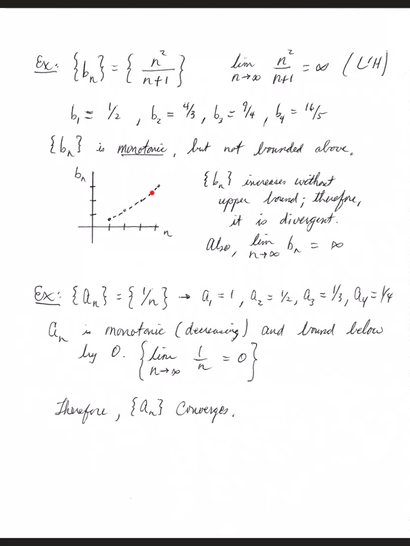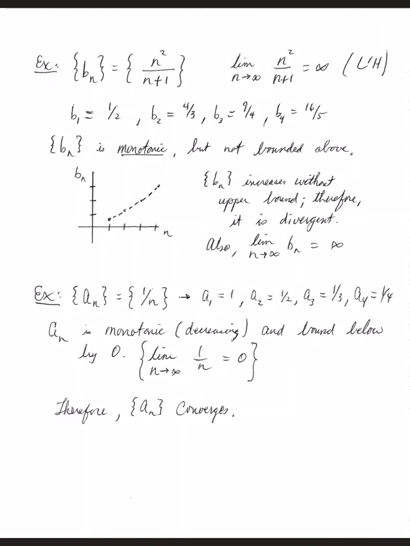Monotonic, because the values increase all the time, but because this limit is not finite, it is not bounded above and therefore divergent. See the difference? This time we're increasing, but there's no cap on it. Increases without an upper bound.